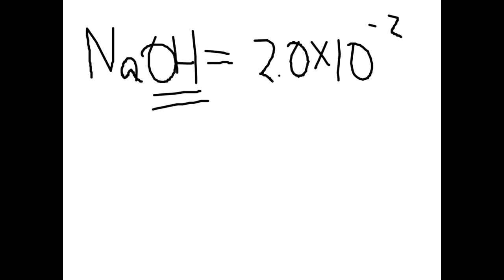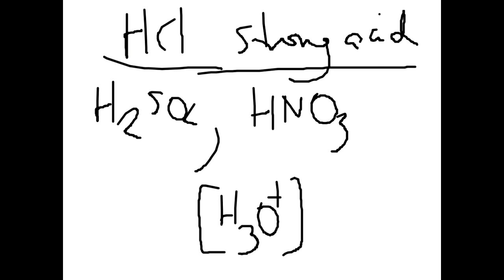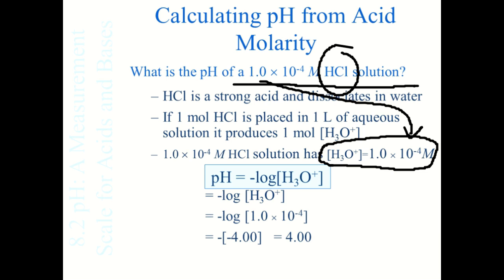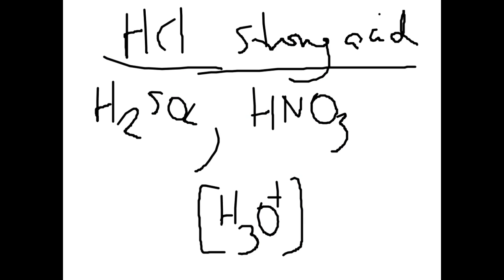Good. So now let's go back to the problem. It says, what is the pH of a 1.0 times 10 to the negative 4 molar HCl solution? The assumption is you already know what HCl is. If you don't know that, this problem will not work. HCl is a strong acid. It's on that list, remember? That's why this was given to you. Plug it in. What did you get? Did you get 4? Yes. Excellent. So let's move on to the next problem.